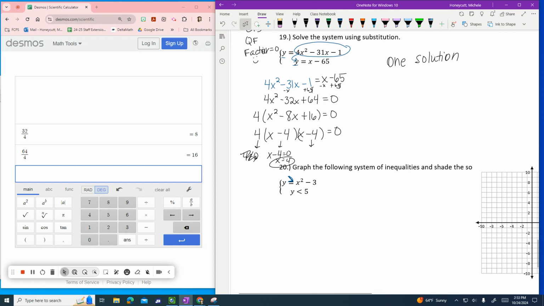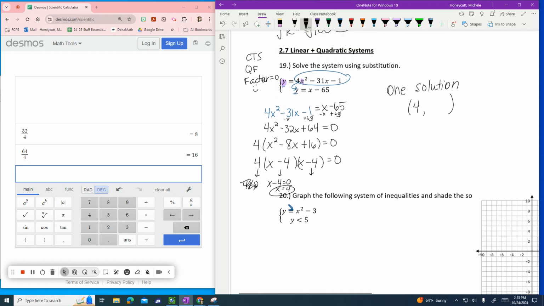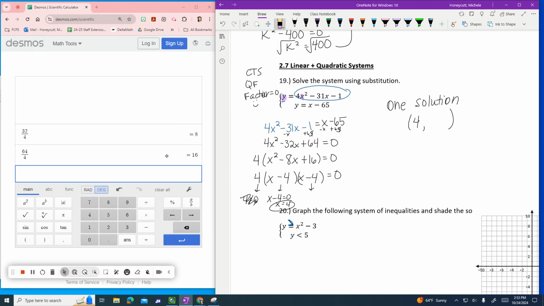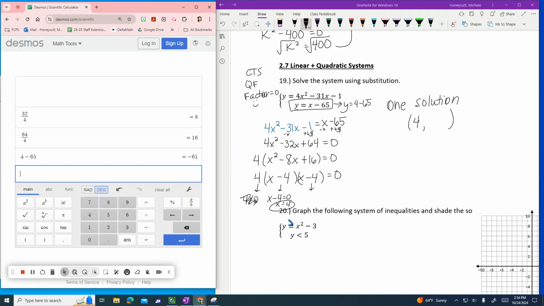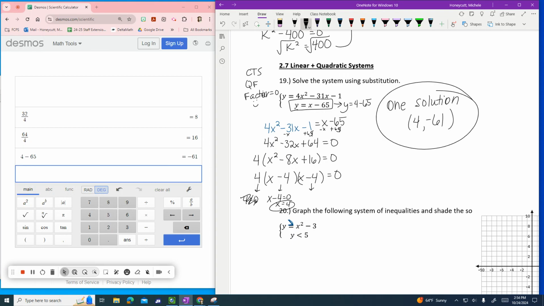But when I'm doing a system, notice that the system has both x's and y, so I need to find the y coordinate. Right now I know that my x coordinate is 4. The y coordinate I can get from plugging 4 back into an equation for y. So if I look at the second one and I see this equation for y, I'm going to use that and say the y is equal to 4 minus 65, and 4 minus 65 is negative 61. So I have one solution at 4, negative 61.